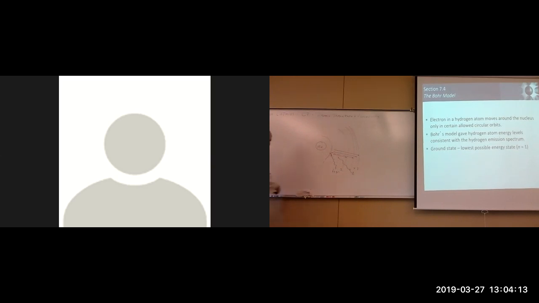All right, so we needed some way to express this and explain why. When we say why, that automatically means a theory and a model. So Niels Bohr, who's a Danish physicist, proposed his model, and he modeled it after the solar system. The planets are moving in these orbits, and they don't significantly change their orbits.